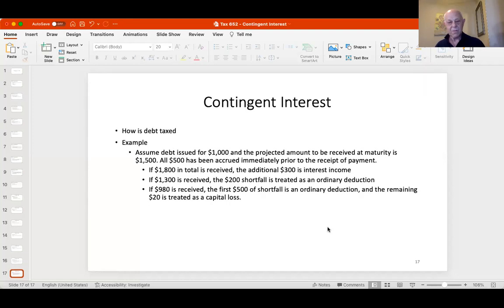All right, so this was again, another example. Assume debt is issued for $1,000, projected amount to receive at maturity is $1,500. All $500 has been accrued. Now we get the final payment. If the final payment is $1,800, then additional $300 is interest income. If $1,300 is received, the $200 shortfall is an ordinary deduction. And if $980 is received, the entire $500 is an ordinary deduction, and the remaining $20 is a capital loss. All right, so that wraps up contingent interest. That wraps up the course.